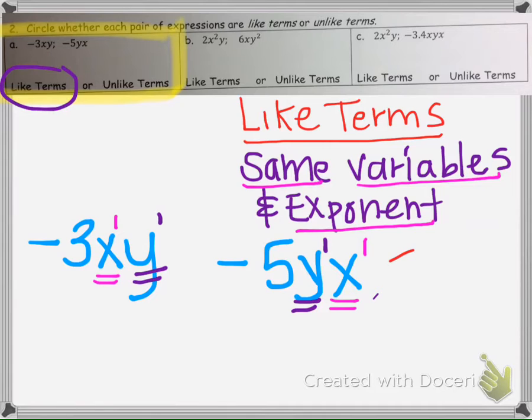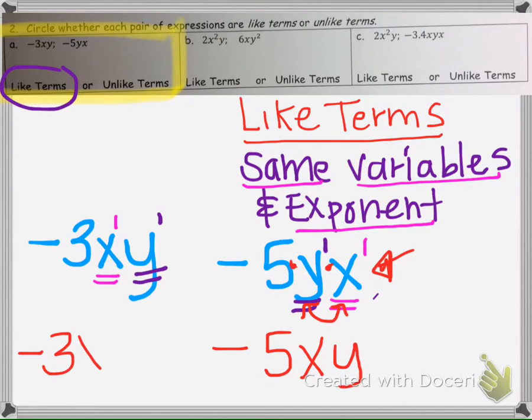Now, this one is just accidentally not written in alphabetical order, because typically we list our variables in alphabetical order, so it could be rewritten using the commutative property, because remember, this is just multiplication in between there. That is why we know the commutative property says that we could switch the order of multiplication and it's still the same. So therefore, they are like terms. We would be able to add negative 3xy with negative 5xy because they have the same variable parts here.